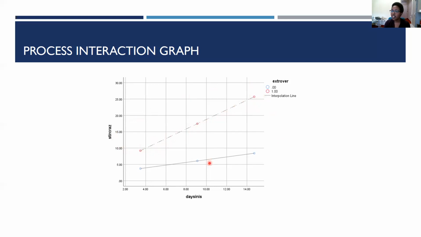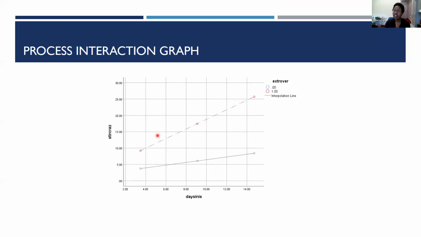But compared to the introverts, they get more stir crazy faster. So you can see they start out at about 8 or 9 or so, and then they go up to over 26, right? Over, let's call it 9 days in isolation, their stir craziness goes up almost 15 points. Whereas for the introverts, their stir craziness only increased maybe 4 points over the 9 days in isolation.